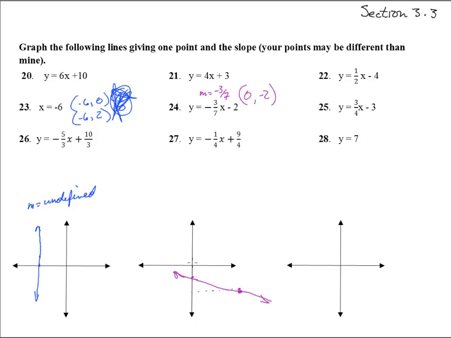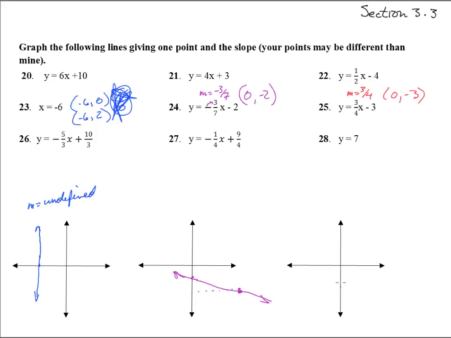Down 3 and over 7. Or we could have gone up 3 and backward 7, as long as the negative is on either the 3 or the 7, but only one of them. If you put it on both of them, you go down 3 and backward 7, you end up with a positive slope.